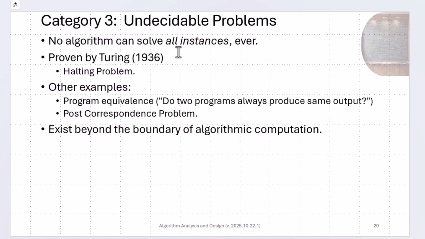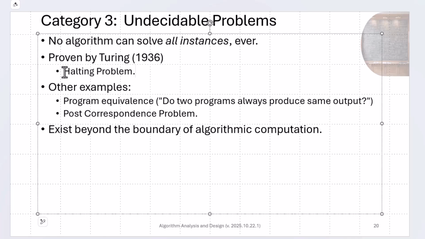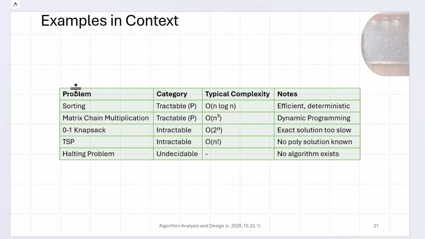Category 3 is undecidable problems. This means no algorithm can solve all instances, ever. This was proven by Alan Turing in 1936 when he was working on the Entscheidungsproblem, which David Hilbert proposed, and this turned into his description of the halting problem. Other examples: program equivalence, do two programs always produce the same output? And the Post correspondence problem is another example. They exist beyond the boundary of algorithmic computation. And then just the examples in context right here. Summary on slide 21.